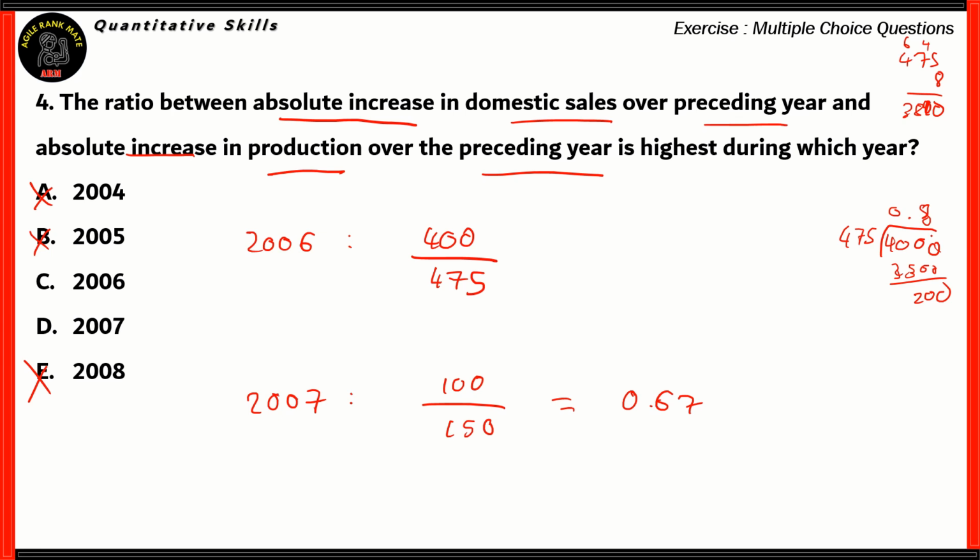Now that's not the entire ratio, but we do know that the ratio for 2006 is actually much greater than that of 2007, because 2007 is 0.67, that's 2/3, while 2006 actually had a value that's pretty close to 4/5. So 0.8 is a higher ratio than that of 0.67, so therefore 2006 is the right option. The ratio between absolute increase in domestic sales and absolute increase in production over the preceding year is highest during which of the years? And the right answer is 2006.